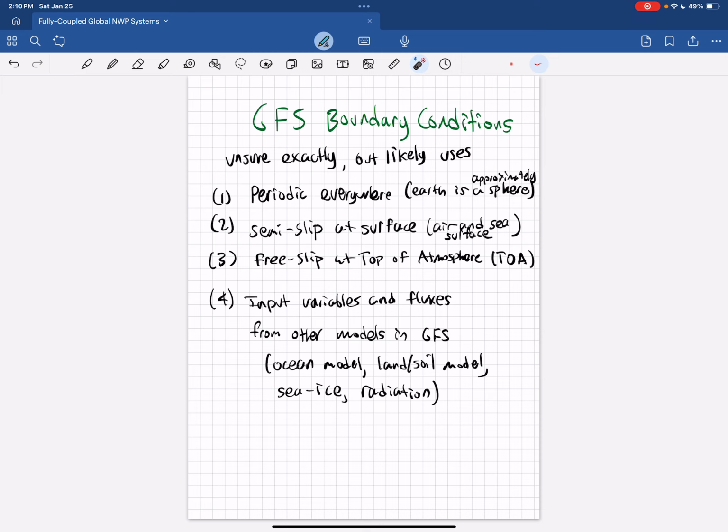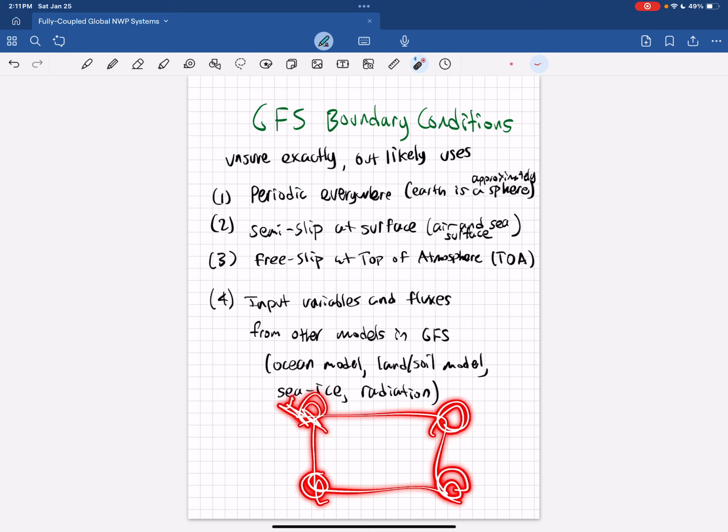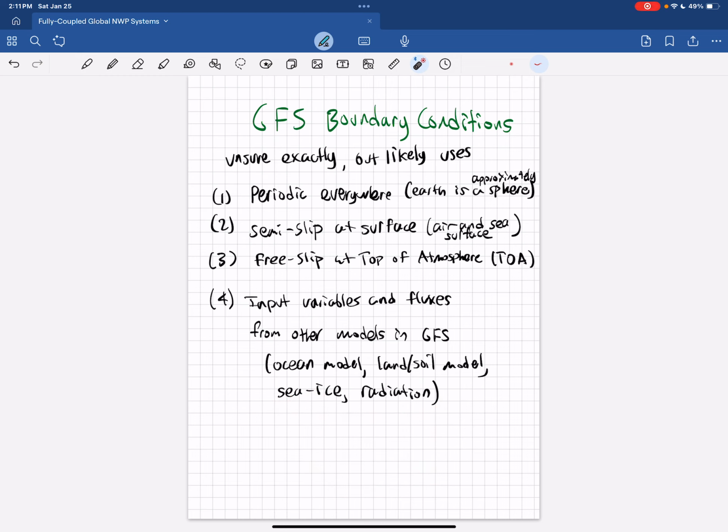Okay, so for boundary conditions, I'm actually unsure exactly, but here's what they likely use, just based on my experience with different numerical models. If it's a global model, they're going to do periodic everywhere because Earth is approximately a sphere, and if the domain looks like this and you go out one side, you should come back on the other side. Currently GFS, I think, is a gridded model, like square. It's not perfectly representative of a globe because these corners are going to have issues when you try to do some sort of periodic boundary conditions.